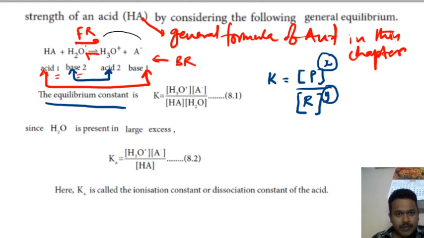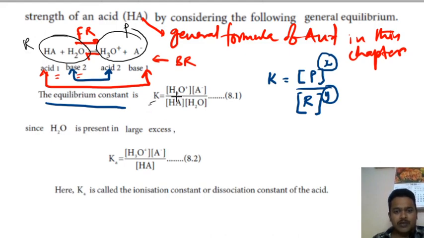What is product? These two are the products, these two are the reactants right here. Equilibrium constant K is equal to products, H3O plus and A minus, by reactants, HA and H2O. Here, H2O is present in large excess. Whatever the amount of H2O that participates in the reaction is very, very less. It is like taking a cup of water from the sea. That means whatever amount of water reacted in this equation, compared to the given amount, will be very, very less.